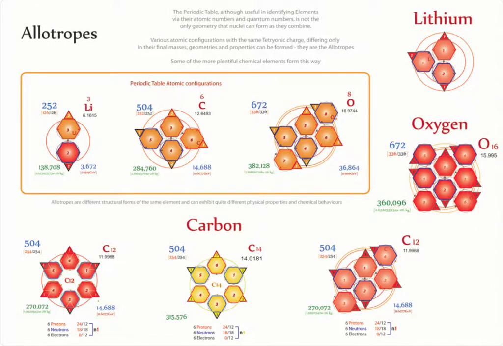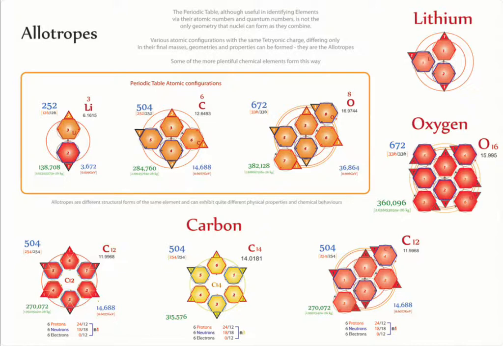Obviously, in the case of allotropes, they are just the same element, but with a different physical geometry to how they come together. In this case, we're highlighting carbon. In the box on the screen, we have lithium, carbon and oxygen from the periodic table and their charged geometries for those elements. Around the outside, to the bottom and to the right, we have allotropic geometries for those three elements.